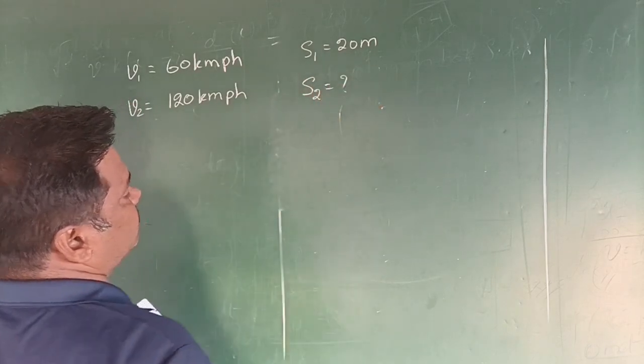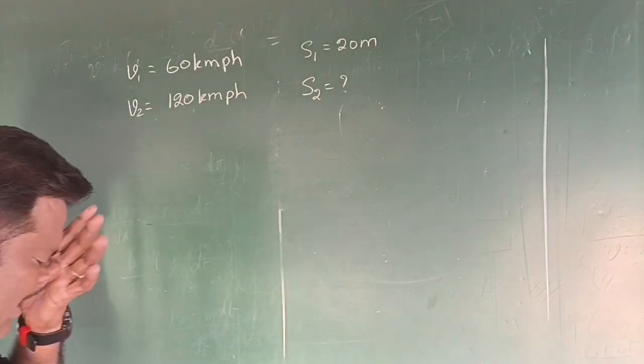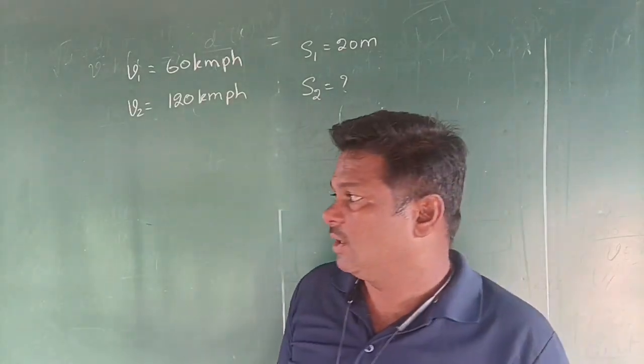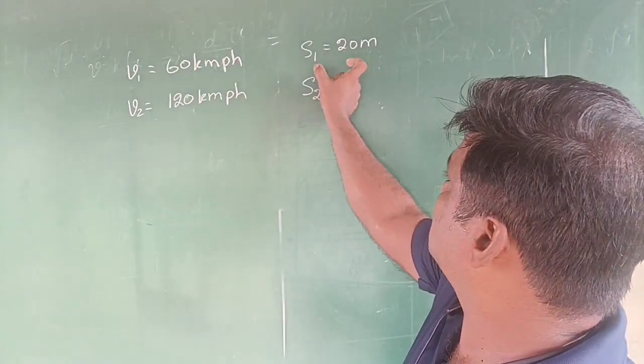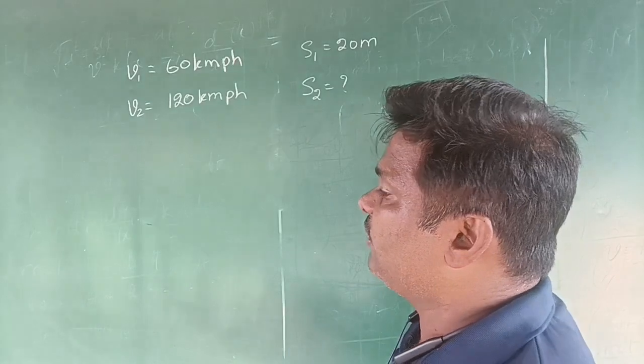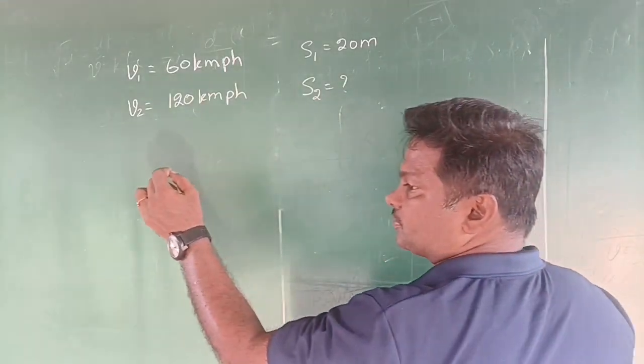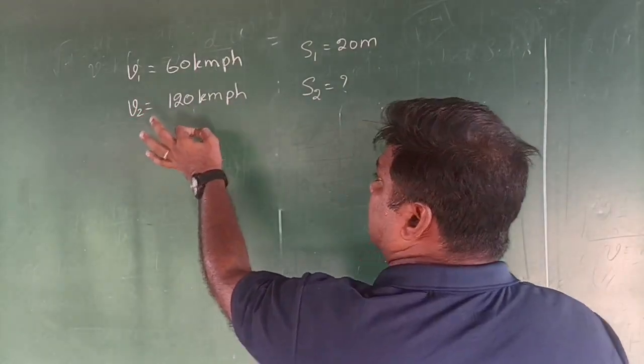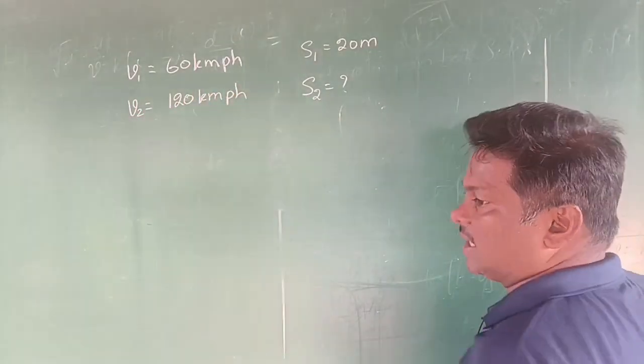This is your question. An automobile is traveling with a velocity of 60 km per hour and travels a distance of s is equal to 20 meters. If its velocity is doubled, how much distance will it cover? This is what he is asking.